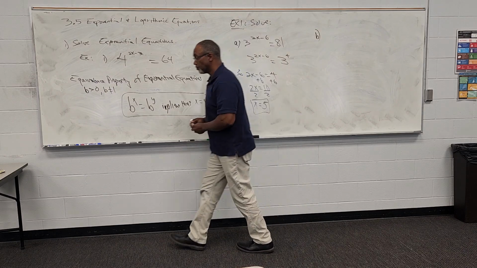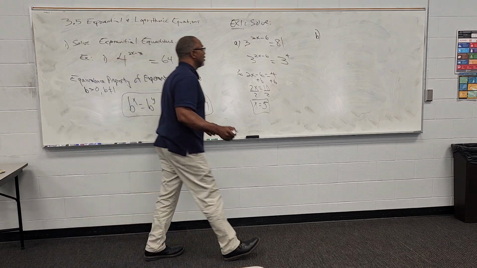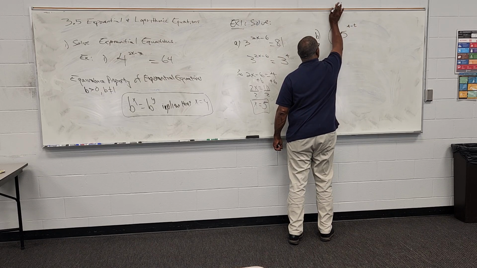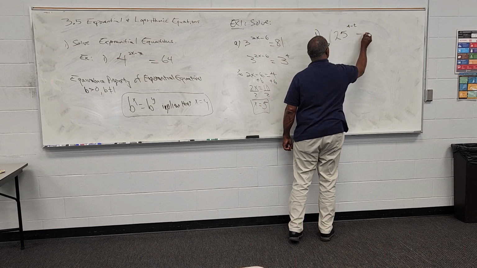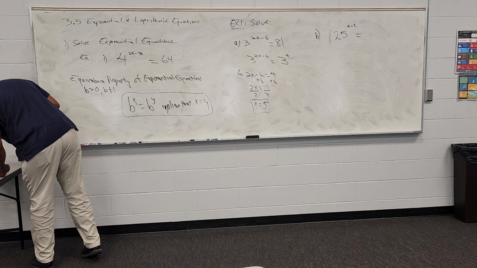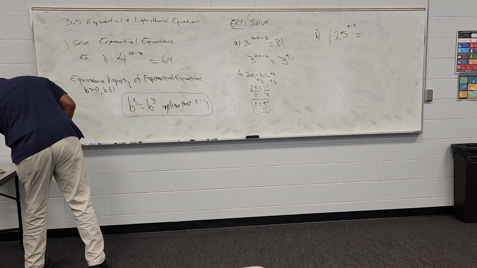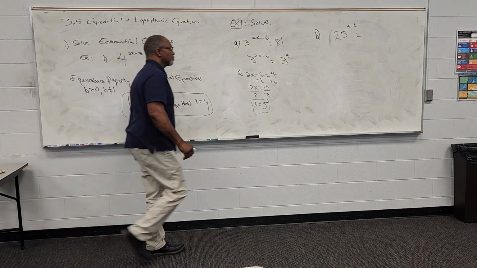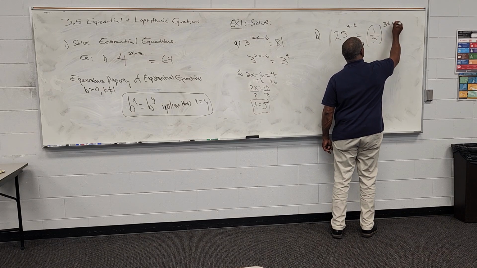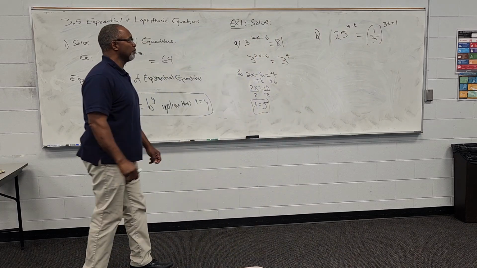B. B says 25 to the 4 minus t power equals 1/5 to the 3t plus 1. So 25 raised to the 4 minus t power equals 1/5 to the 3t plus 1.